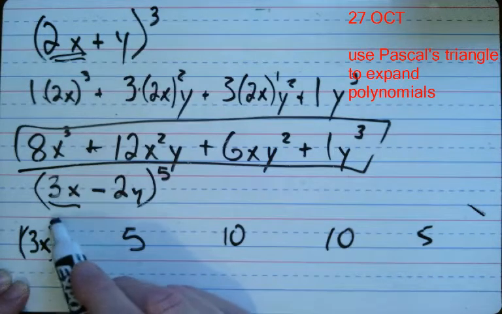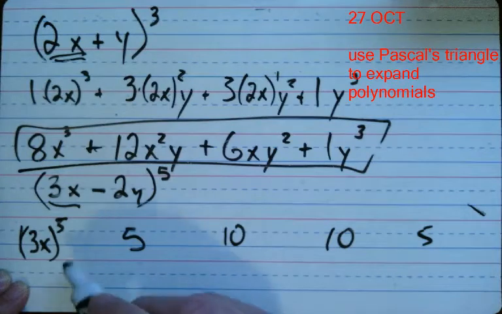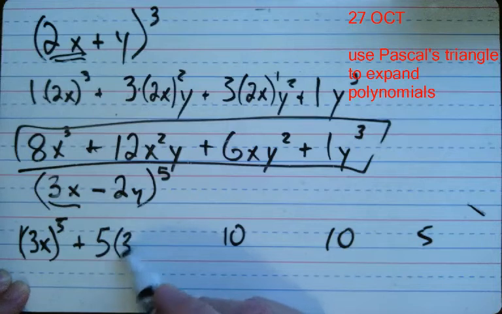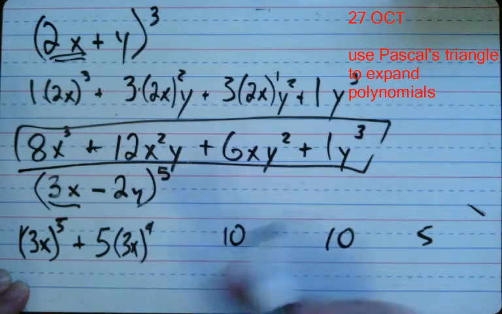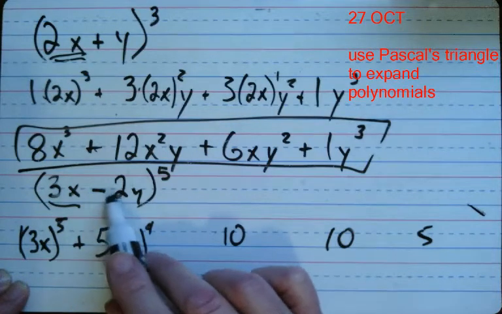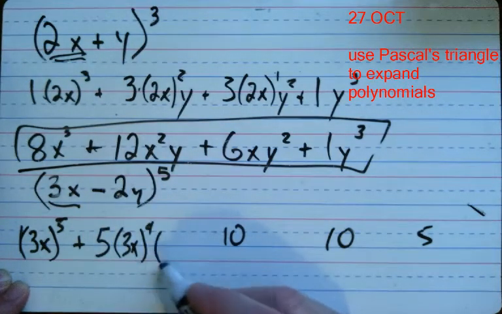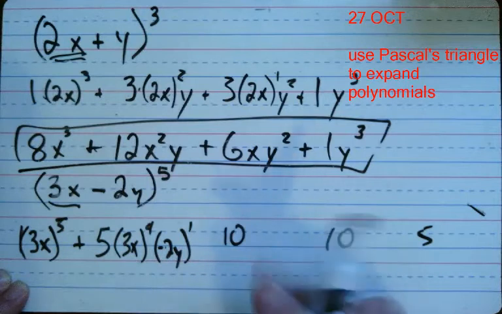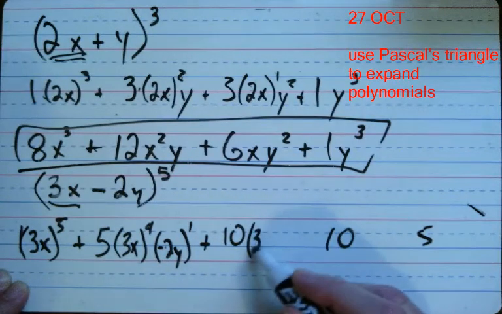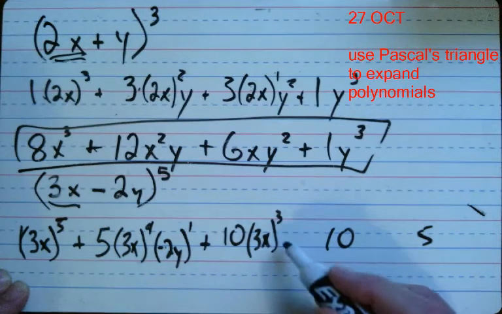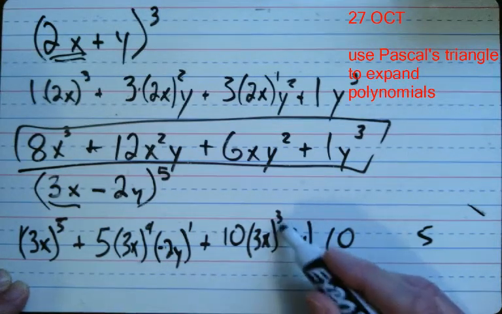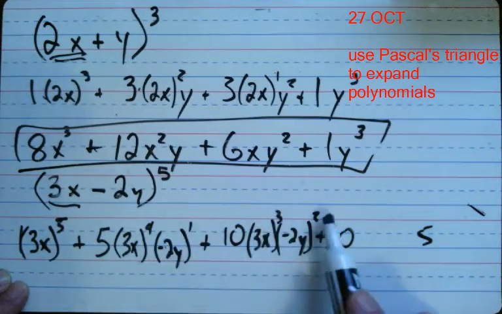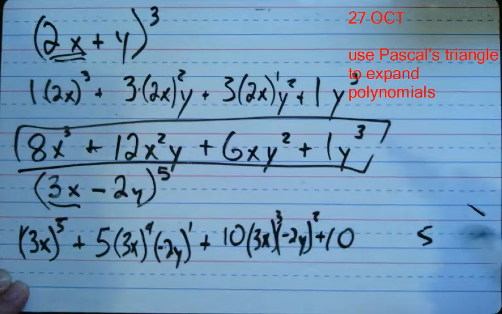That whole thing has to be to the fifth power. And then that's plus 5 times 3x to the fourth power, and then negative 2 to the first power, right? Negative 2 to the first, because it goes 5, 4. The next one is going to be 3. This one's 3x to the third, and negative 2 to the second, right? Yeah, 5, 4, 3, and then this one goes 1, 2, and the next one's going to be y3.